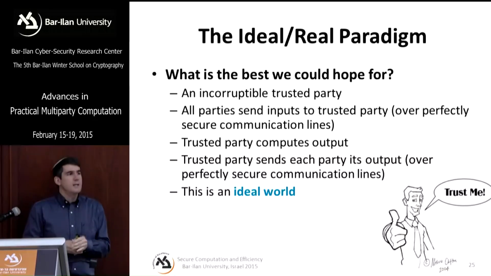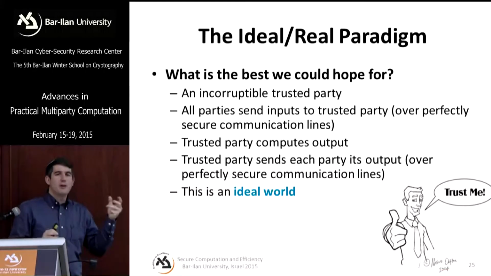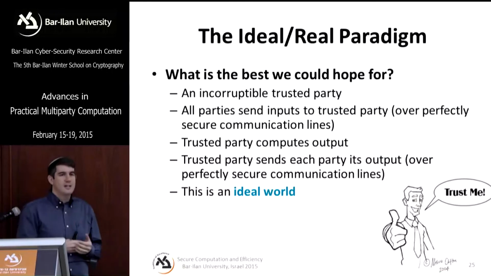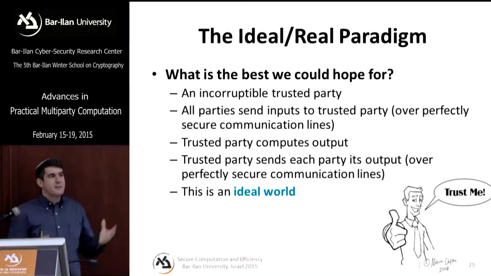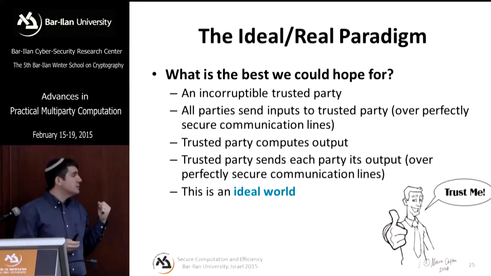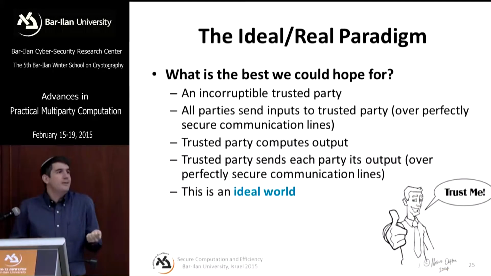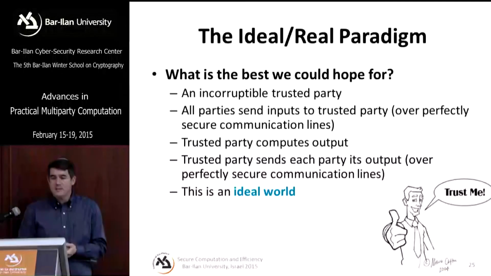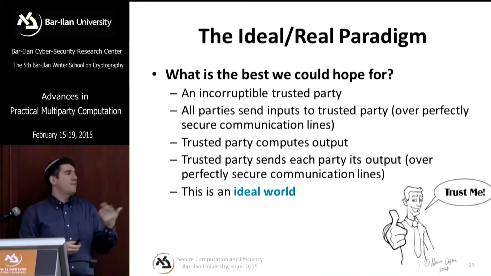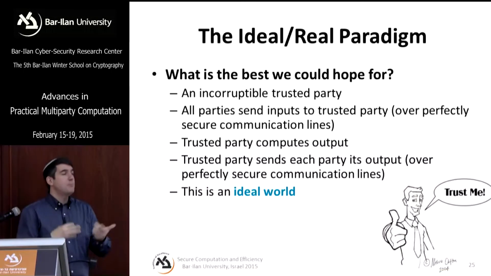Independence of inputs. Well, everybody sends their inputs to the trusted party over ideally secure communication lines, which also don't exist, but we're just pretending they do because we want an ideal model. And the output was only received afterwards. So when I sent my input, I hadn't learned anything. Obviously, it's independent of everybody else's input. And also with fairness, same thing, everybody gets output together.